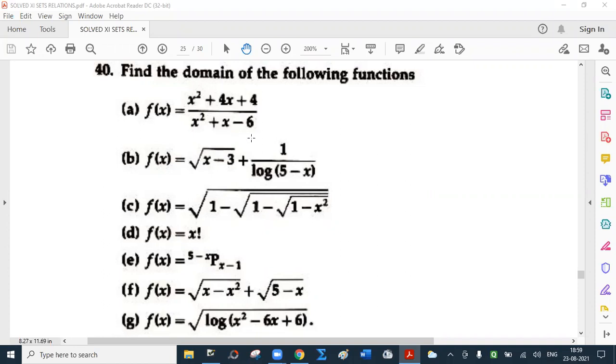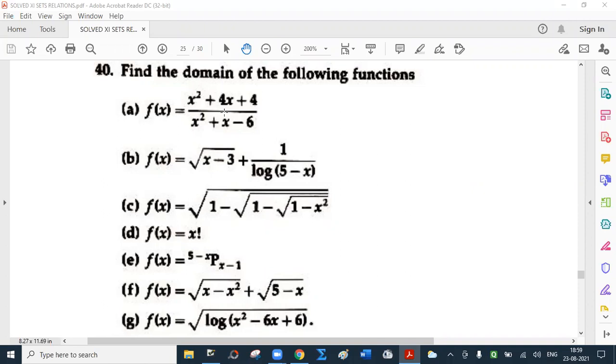Basically, it is a rational function. So it is defined for all x provided the denominator is not equal to 0. So if the denominator vanishes, it is not allowed. Now put x square plus x minus 6 equal to 0. See, this is mathematics. You should be able to find factors orally. X plus 3, x minus 2 equal to 0. So x is minus 3 or x is 2.